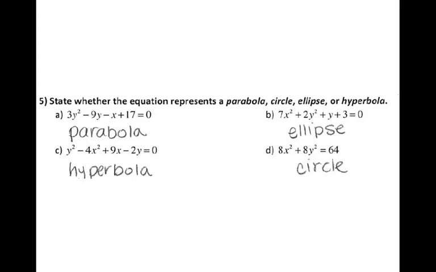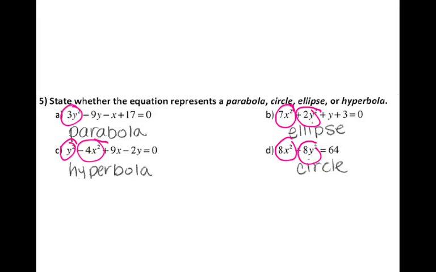Alright, now determining what kind of conic section you have based off of the equation, you're just going to be looking at your x squares and your y squares. So I'm going to start by circling all my x squares and y squares. What I'm doing is comparing them. If you look at letter A, I only have a y squared, so that makes it a parabola. If you only have an x squared or only have a y squared, that's a parabola.